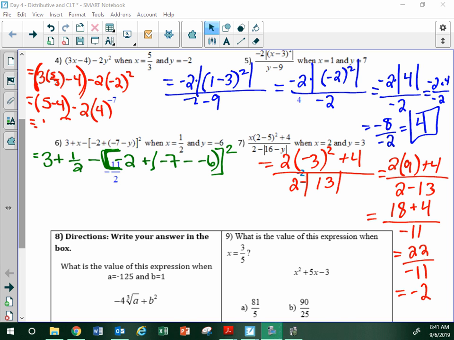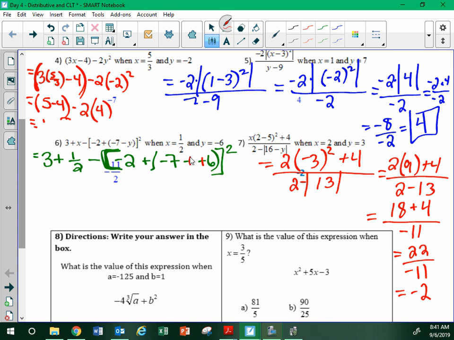Again, PEMDAS, GEMDAS, we want to start inside my parentheses. -7 plus 6. So I have 3 plus 1/2 minus -2 plus, what is -7 plus 6? -1. Good. That's going to be squared. So we start to simplify inside.